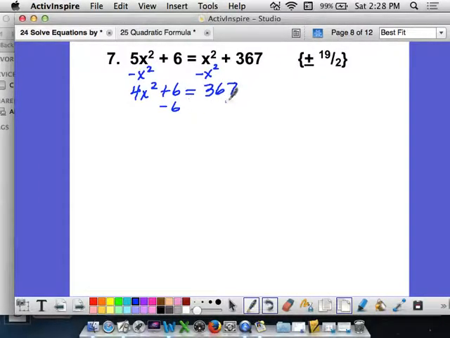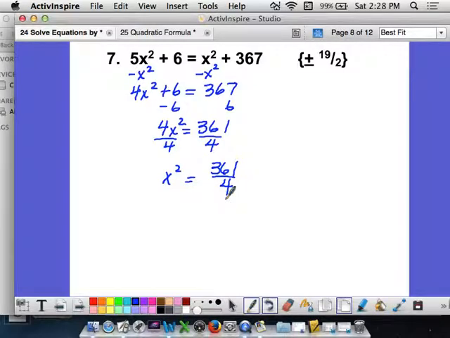Solving for x, you get 4x squared is equal to 361. Divide by the coefficient 4, and you get x squared is equal to 361 over 4. To undo a squared, you take the square root of both sides. But what you cannot forget is when you take the square root of both sides, your answer is going to be plus or minus. The square root of 361 is 19.